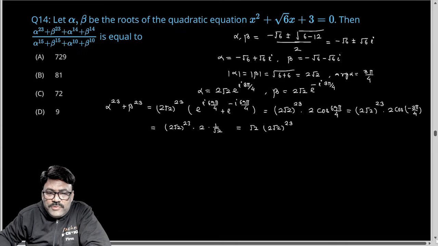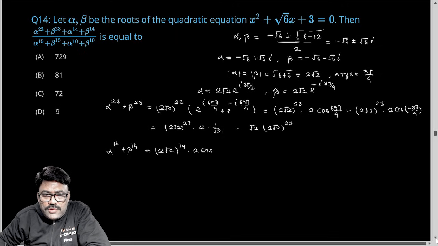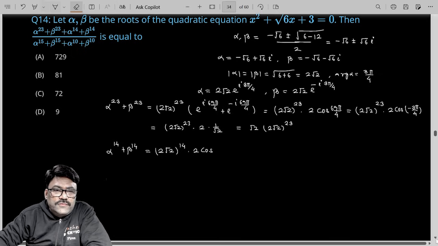Alpha raised to 14 plus beta raised to 14. So let me write directly now. This will be 2 root 2 raised to 14, then 2 cos, e raised to iota, alpha is what? It is 3 pi by 4, so multiplied by 14 gives 42 pi by 4. So 2 cos 42 pi by 4.